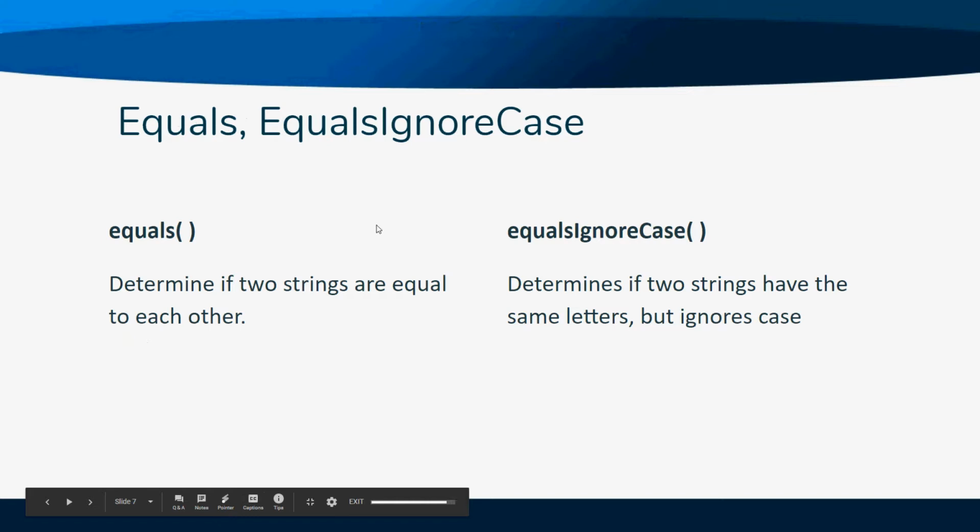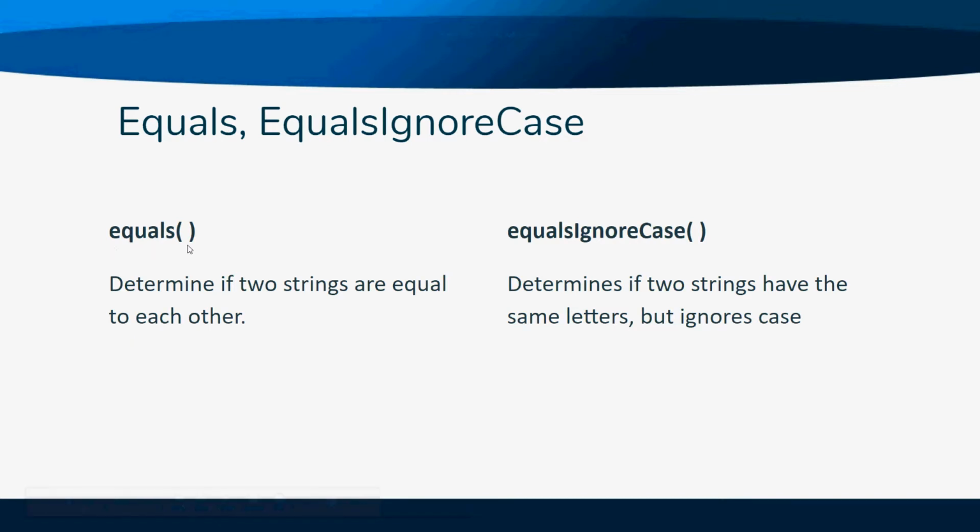Okay, so instead we use a string method. The dot equals will determine if two strings are equal to each other, and then you have a dot equals ignore case, which will do the same thing, but it will ignore the upper and lowercase letters and just see if the letters are equal. Please tell me I gave you an example.